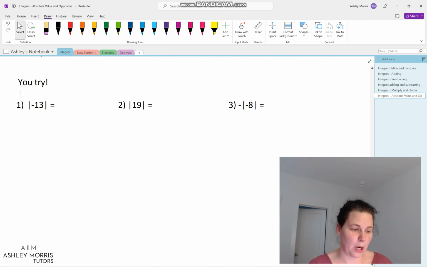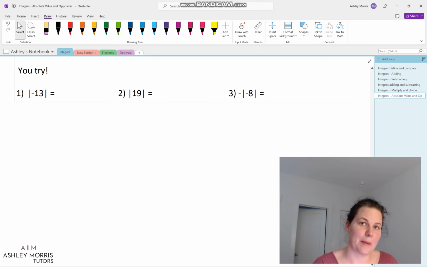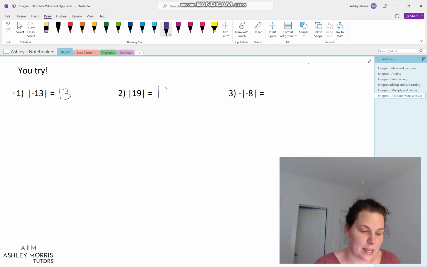All right, I want you to pause it and try these and then push play when you're ready. The absolute value of negative 13 is 13. The absolute value of 19 is 19. The opposite of the absolute value of negative 8. So the absolute value of negative 8, this part is 8, and then don't forget to do the opposite. So that's going to be negative 8.